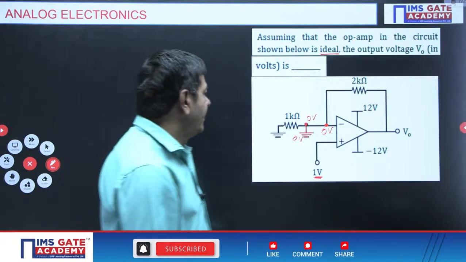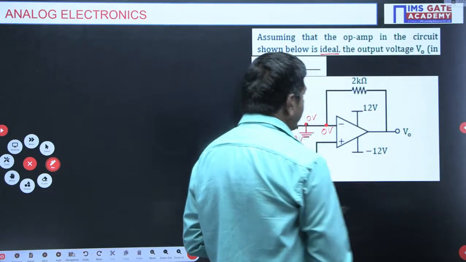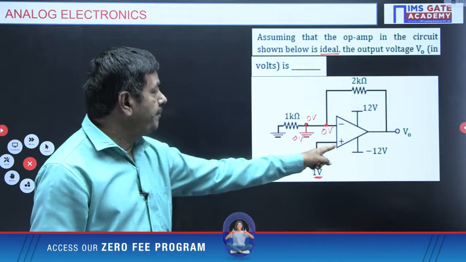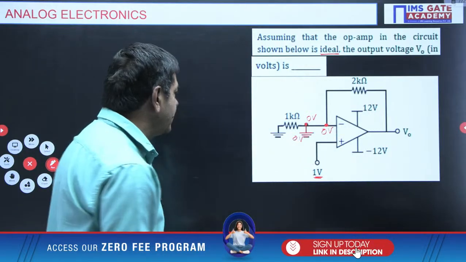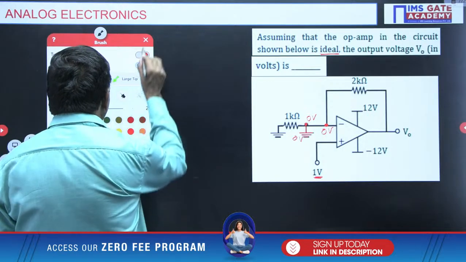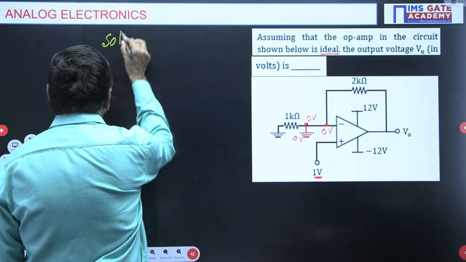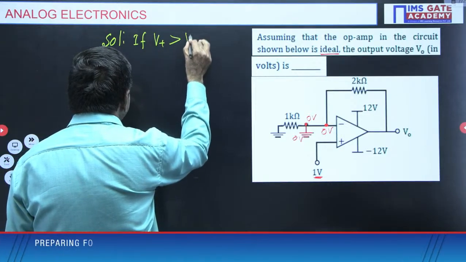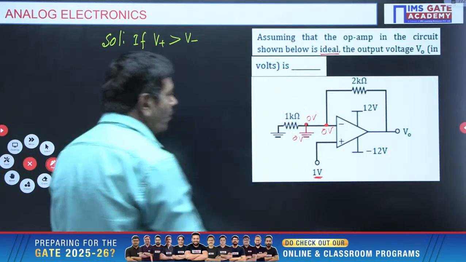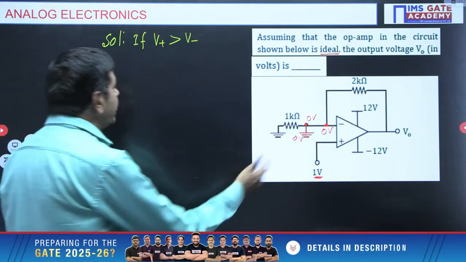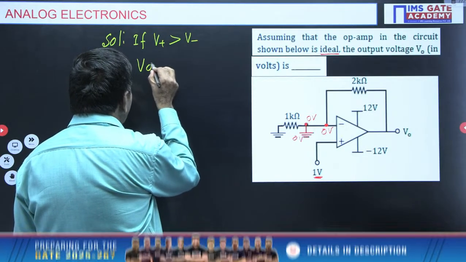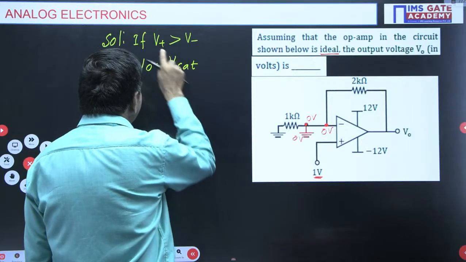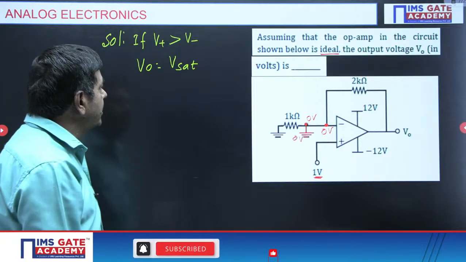You know very well. Then here, how can we find the V naught? To find V naught, we should apply the condition. V plus is greater than V minus. I can say the condition: if V plus is greater than V minus, here V plus is 1, and 1 is greater than 0. In that case, V naught equals plus V sat. If V plus is greater than V minus, V naught is plus V sat.